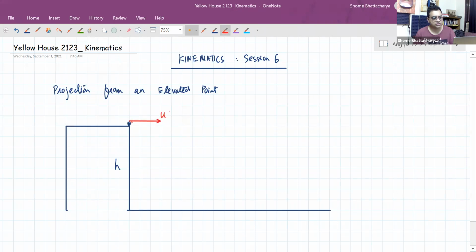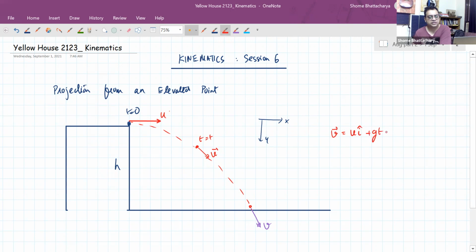So this projection velocity is u horizontally. By the time it lands here, taking our x and y axis like this, at t equal to 0, then at any general time t, the velocity vector becomes u i cap plus gt j cap, because I'm taking the y axis downwards. The displacement becomes therefore ut i cap plus half gt square j cap.